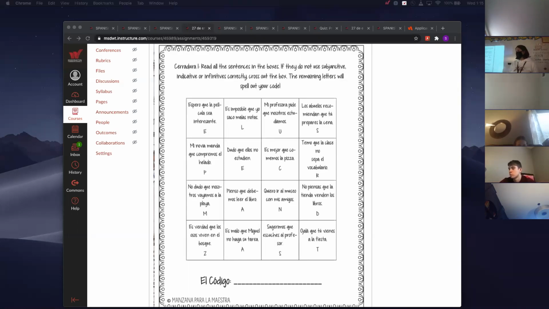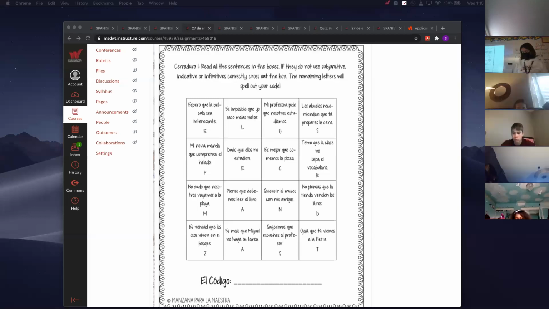All right, let's look at the L. Es imposible que saco malas notas. It's impossible that I get bad grades. Okay, so it's impossible. Okay, that one will work. So that implies subjunctive. Is there a change of subject? It and I? Yes. Does it have the word que? Yes. Okay, so I need the subjunctive.